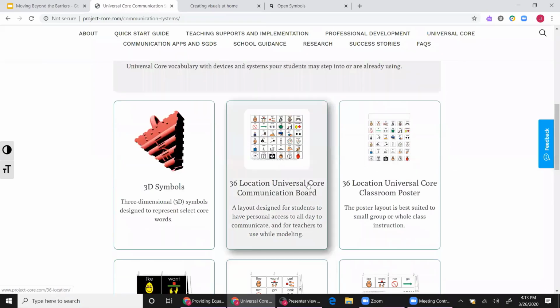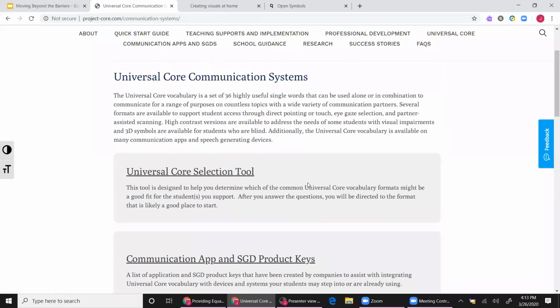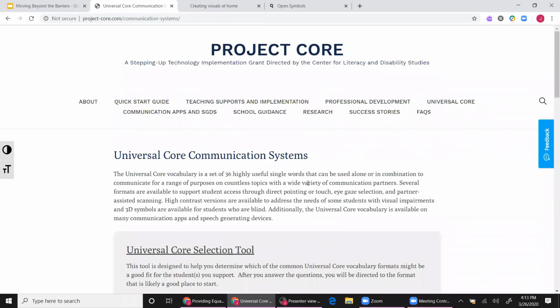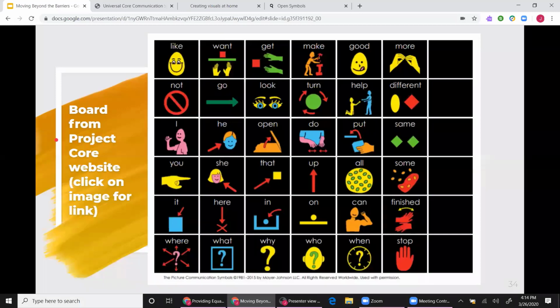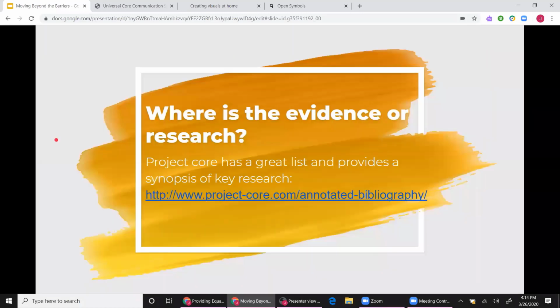So the tools are all right here for you to use to begin implementing in your district, and it's all based on research. It's all evidence-based, and it's been a federal project, a federal grant that they've had to develop all these materials, and I just can't sing its praises enough. And that's just a link to the evidence, which you can also find on the Project Core website.